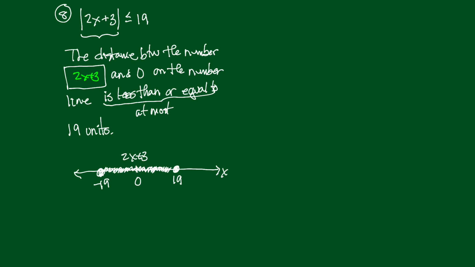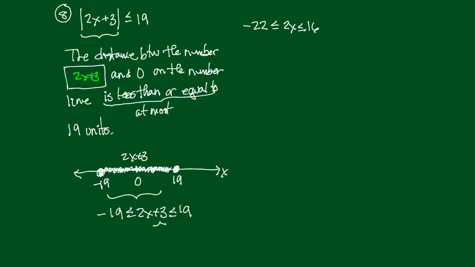So we end up with this. Now just write what you see. -19 less than or equal to 2x plus 3 less than or equal to +19. All right, let's subtract 3 from both sides. So I'll do it up here at the top. -19 minus 3 is -22. That's going to be less than or equal to 2x, less than or equal to 19 minus 3, which is 16.